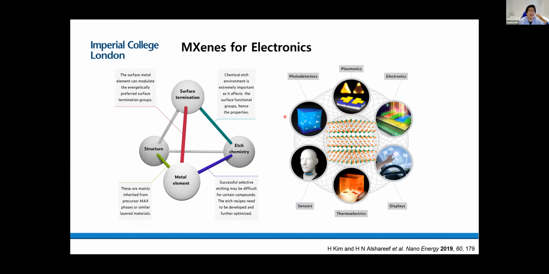And here is the summary of MXene for electronics. The surface termination of MXene and its structure and metal element, and how we etch the MAX phase, all impact the properties of MXene. And for electronics, it can be used in a wide range of applications, like transistors or displays, thermoelectrics, sensors, photodetectors and plasmonics and so on. And we would like to use this MXene for wearable and flexible electronic applications and possibly combine it with other 2D materials.